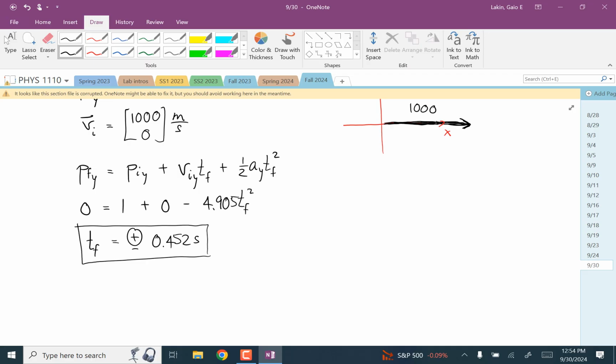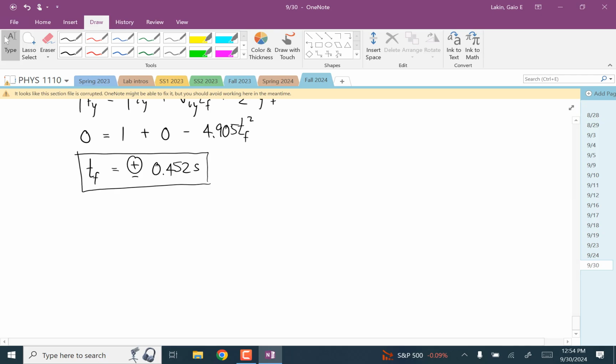Okay, so now let's see what happens if we tilt the gun up just a tiny little bit. Let's do 0.1 degrees. So what if the bullet is fired 0.1 degrees above horizontal?